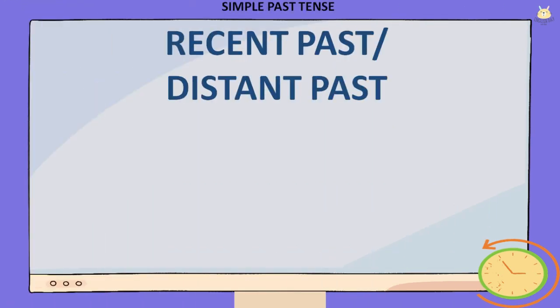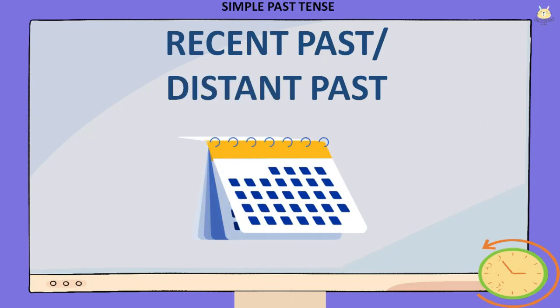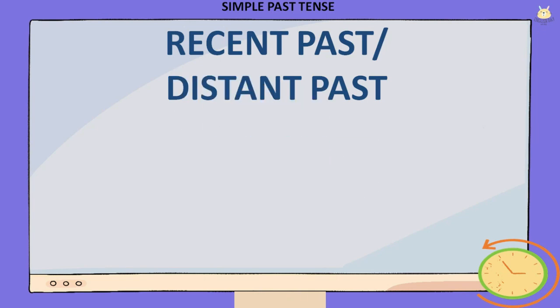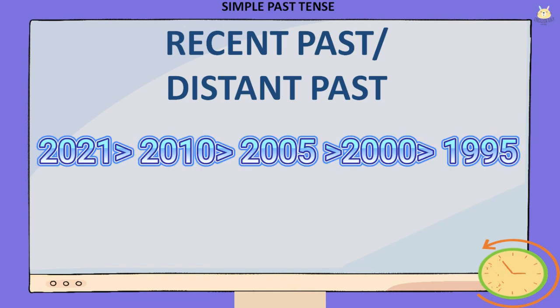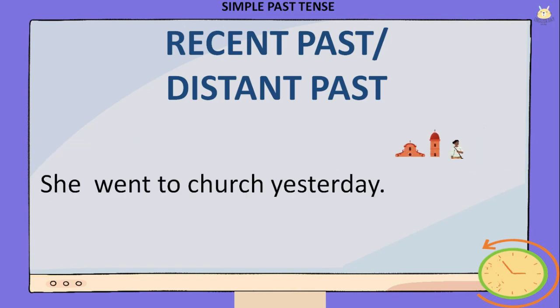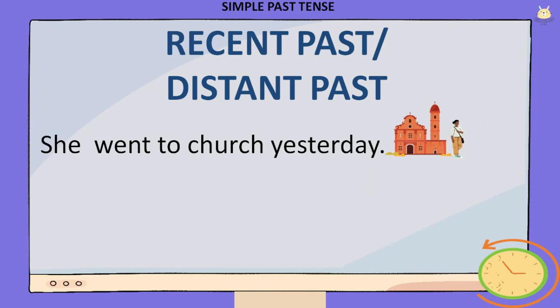Now let's move on to the next use, which is to talk about the recent past. Literally, it means an action that happened recently, as of late. And we can also talk about the distant past using the simple past tense. When we say distant past, it's the exact opposite of the recent past. It means something that happened long ago, like maybe years ago. Now let's have some examples.